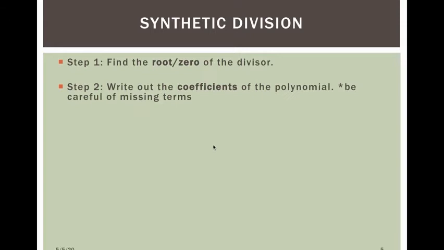Step 2 is to write out the coefficients of the polynomial, and this is the step where we have to be extra careful of those missing terms, which again we will see in an example. Step 3 is you're just going to bring down the first coefficient.